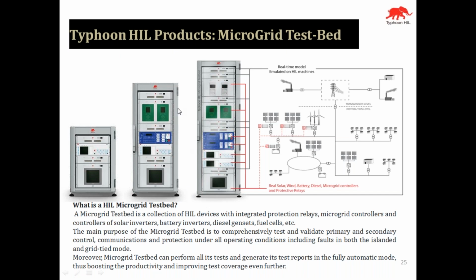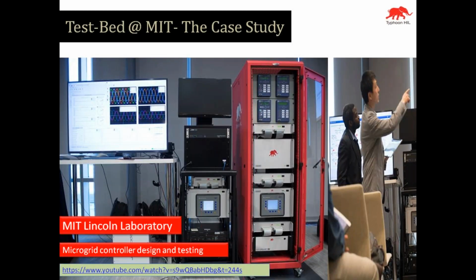So the main purpose of the microgrid test bed is to comprehensively test and validate primary and secondary control, communications, and protection under all operating conditions, including faults, in both the islanded and grid-tied mode. Moreover, it can perform all tests and generate test reports in fully automatic mode, thus boosting productivity and improving the test coverage even further.